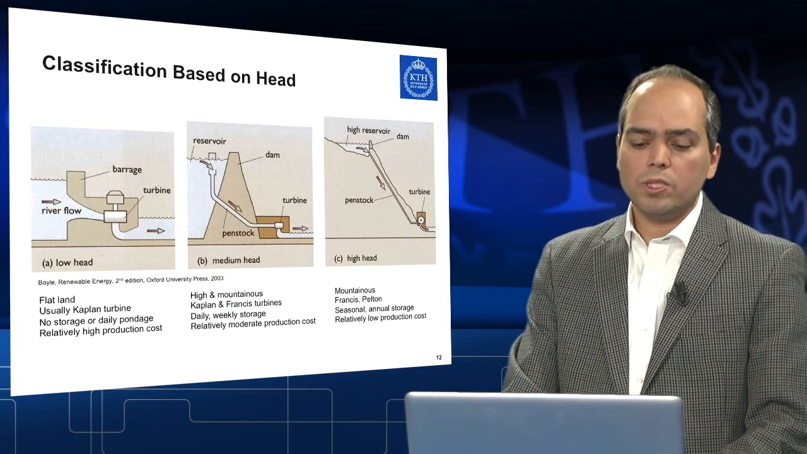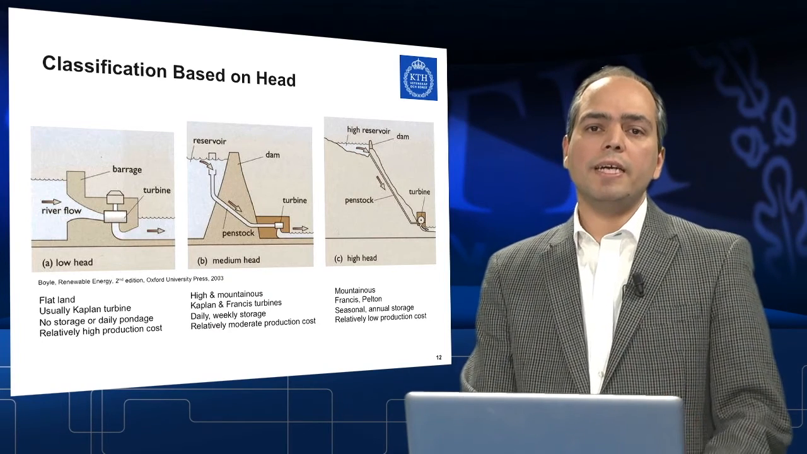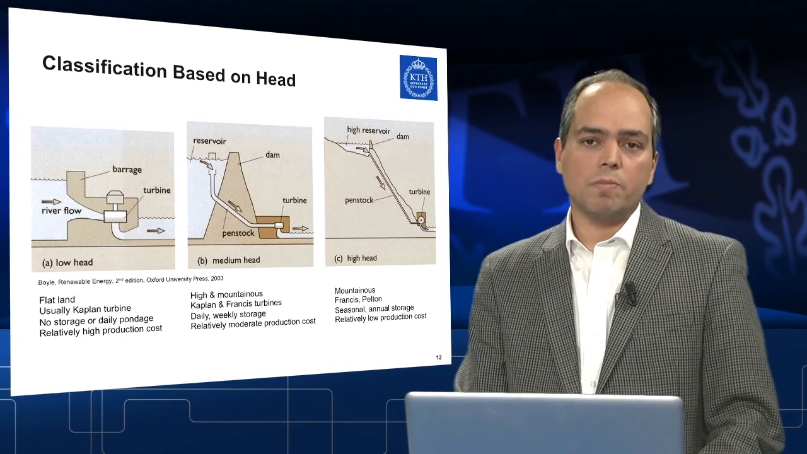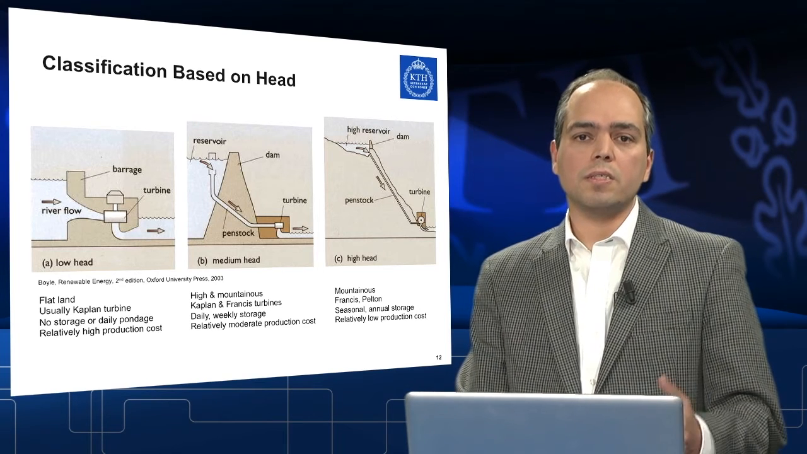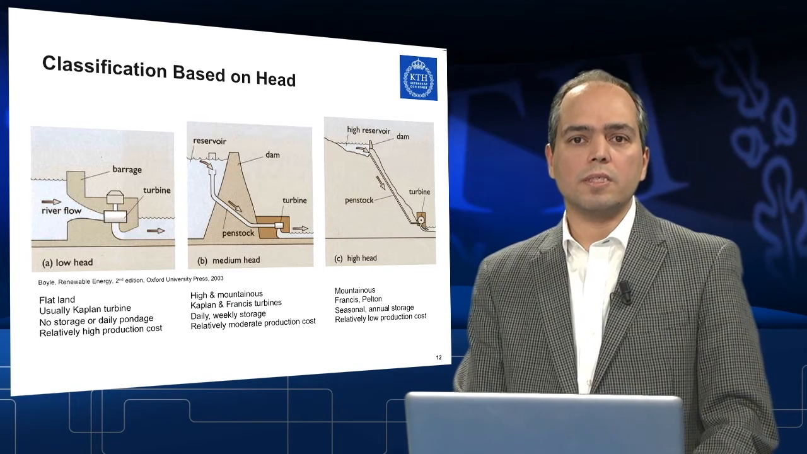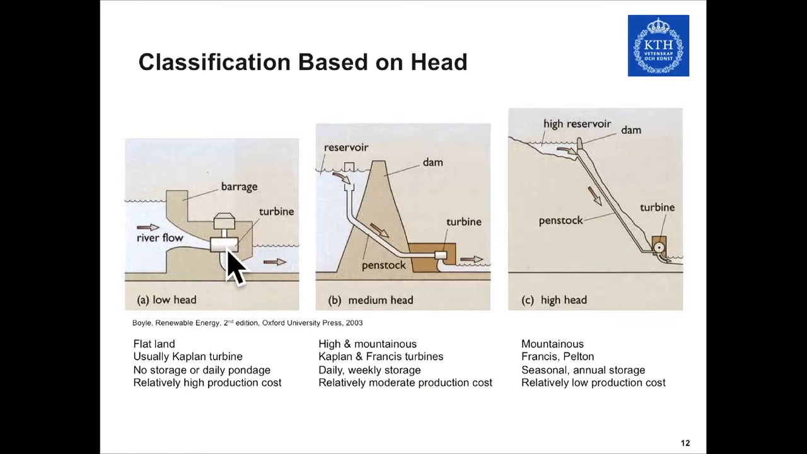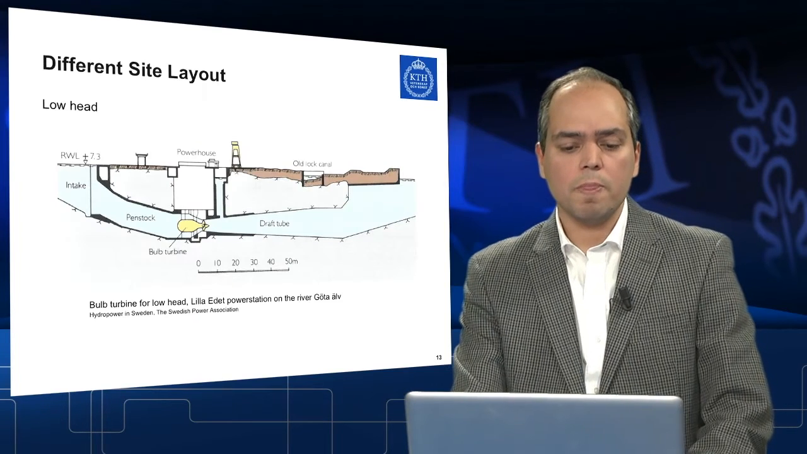This is a slide you've seen previously by Dr. Brijesh, and it shows the classification based on head. Available head is the most important criterion in making a turbine selection and a hydropower plant scheme. So we have small head or high head schemes, and in between come the medium head schemes of the power plant.